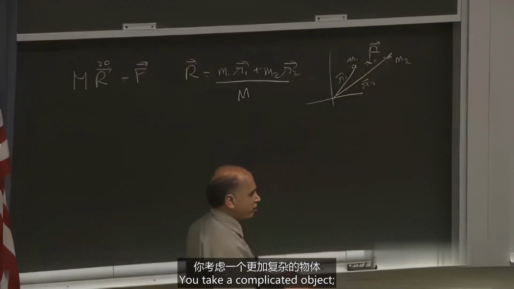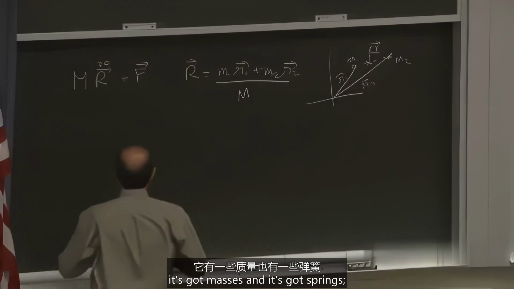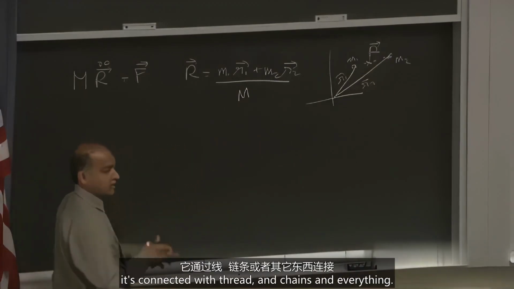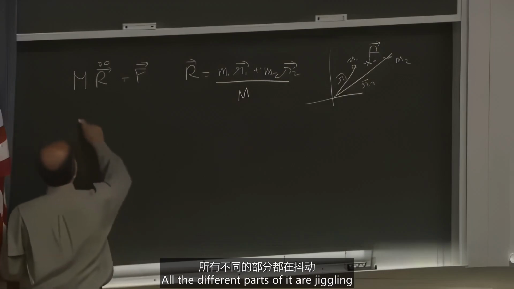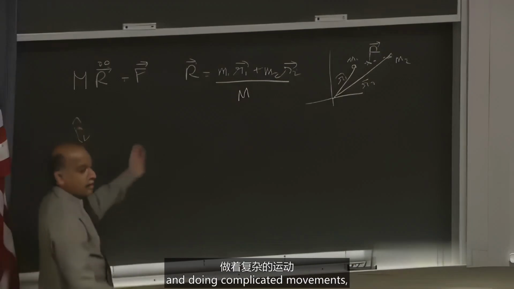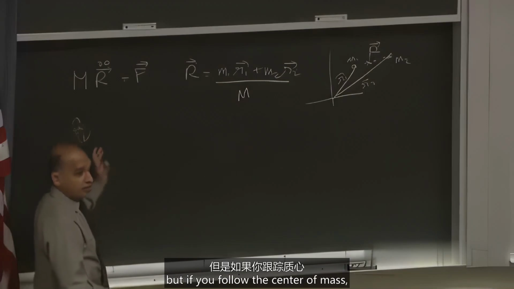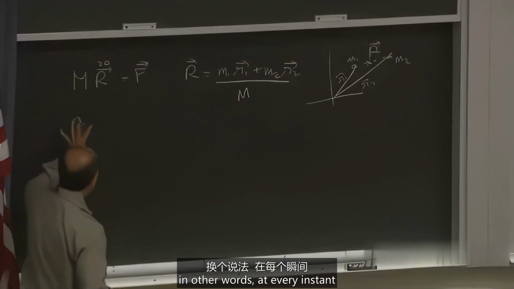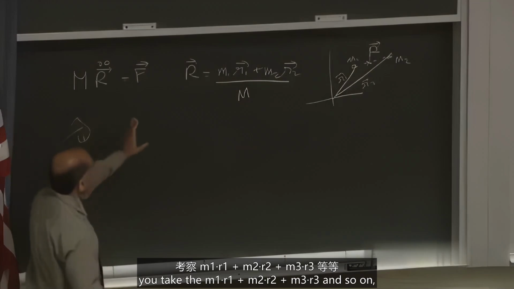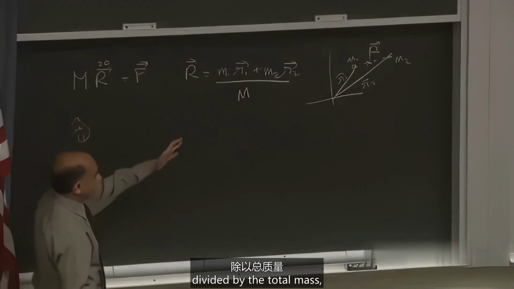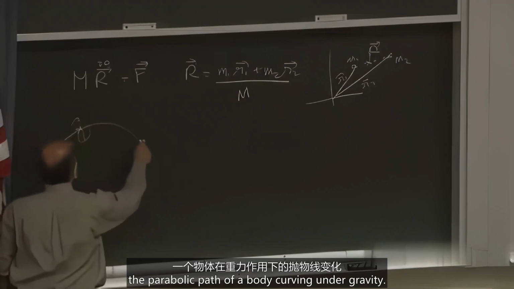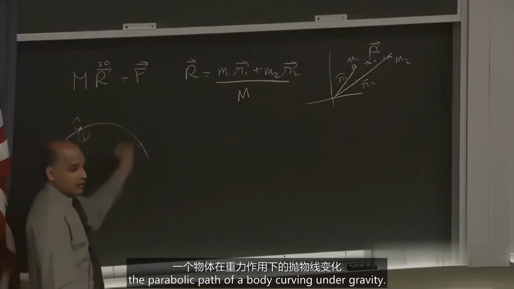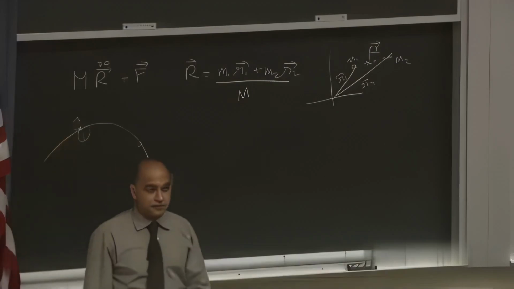So here's another example. You take a complicated object. It's got masses and it's got springs. It's connected with thread and chains and everything. You throw the whole mess into the air. All the different parts of it are jiggling and doing complicated movements. But if you follow the center of mass, in other words, at every instant, you take the M1R1 plus M2R2 plus M3R3 and so on, divided by the total mass, that coordinate will simply be following the parabolic path of a body curving under gravity.